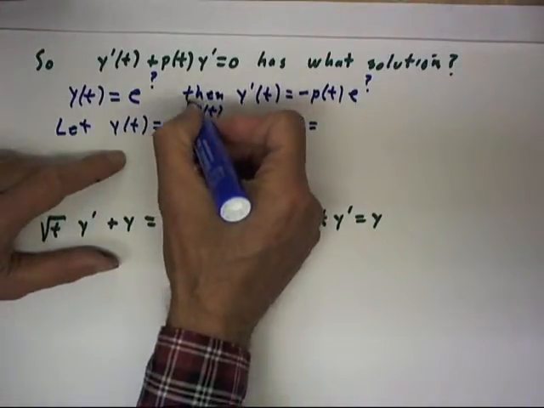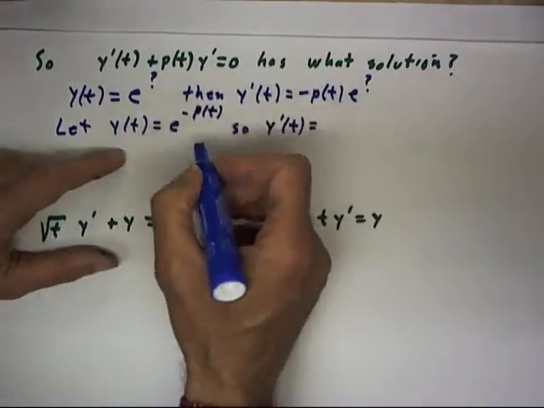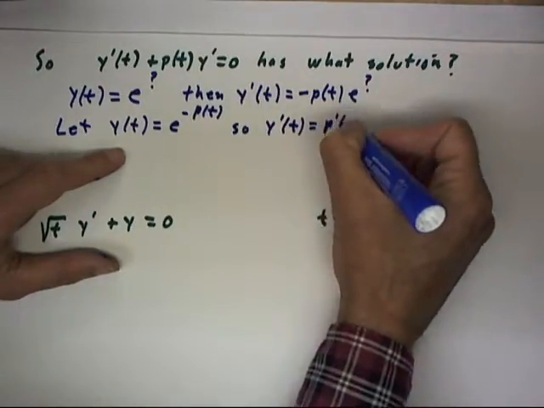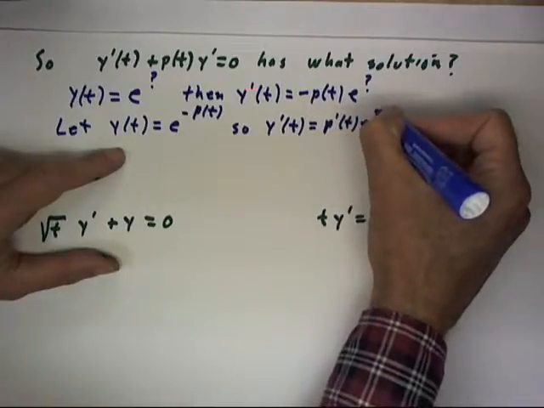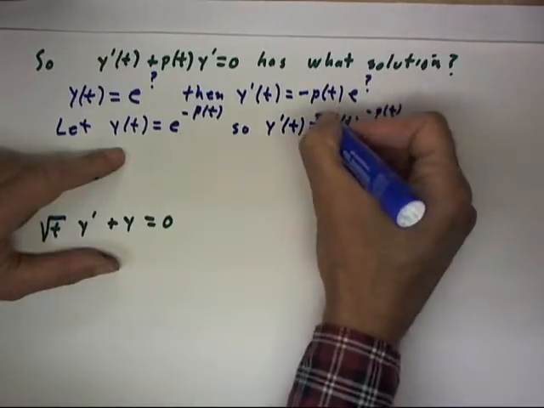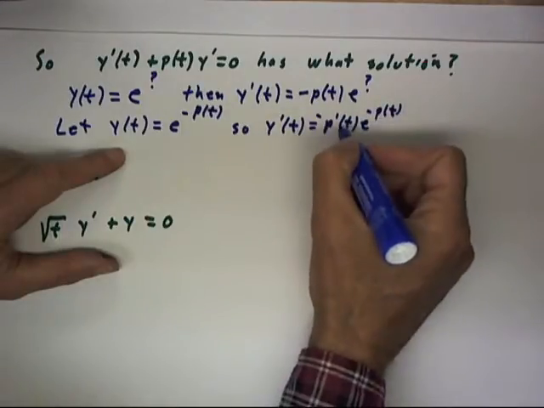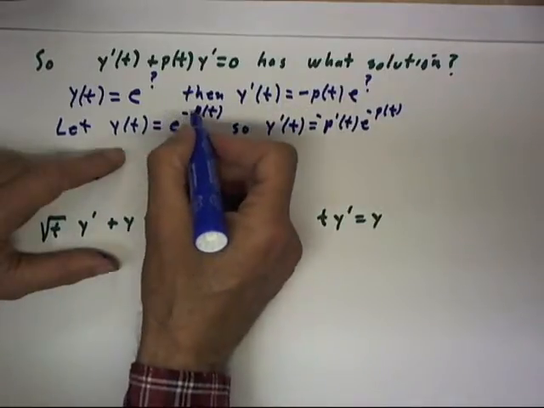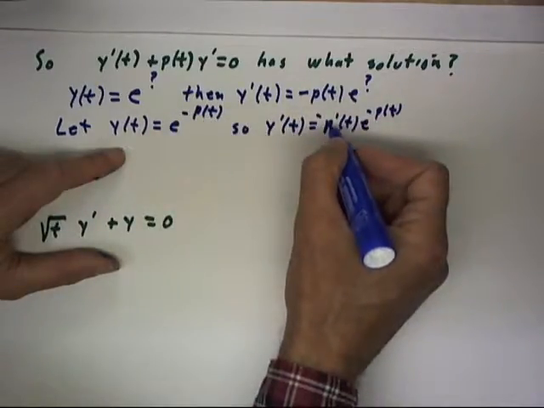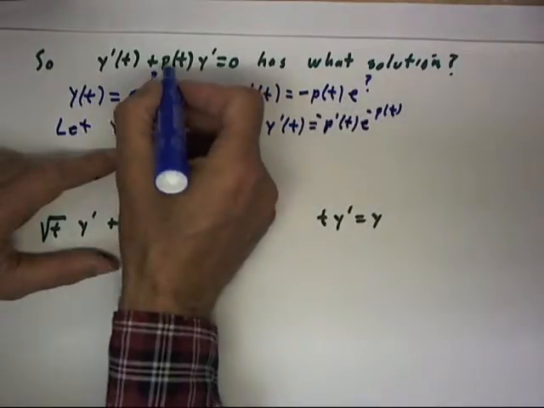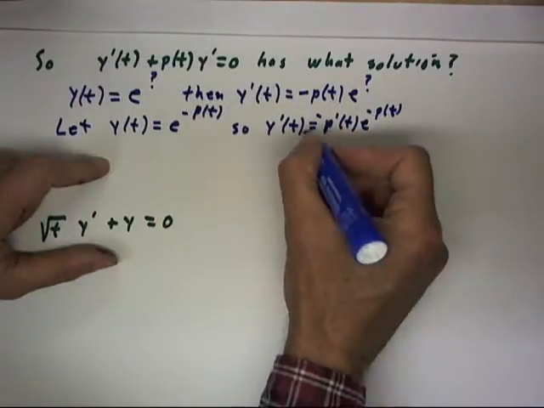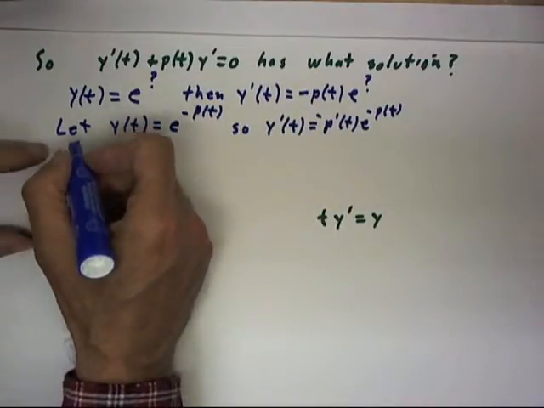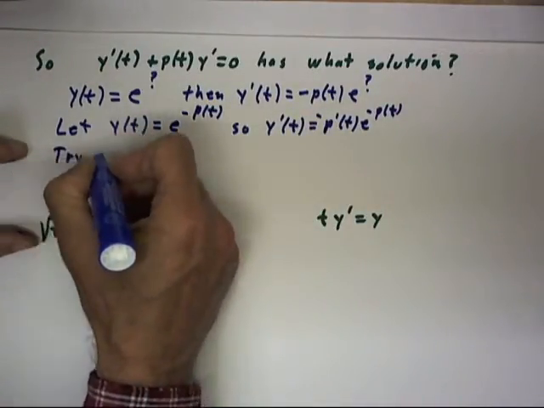This is not what we do. We do y equals e to the negative integral p of t, but to see why, we get y prime of t equals p prime of t e to the p of t, and that would be negative. And this isn't quite what we're looking for. If we let y equal e to the negative p of t, it doesn't quite work out. We get a p prime of t instead of a p of t. Our y prime of t would not contain the right coefficient function.